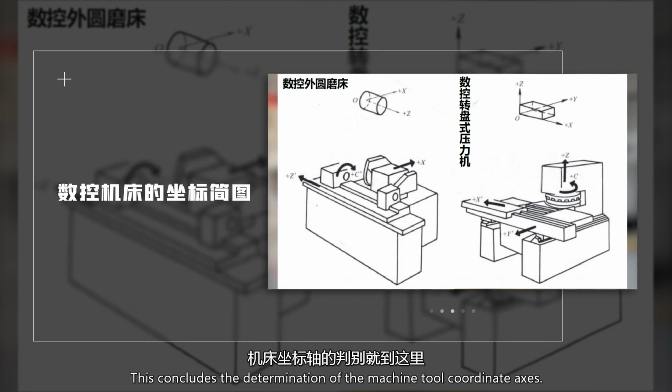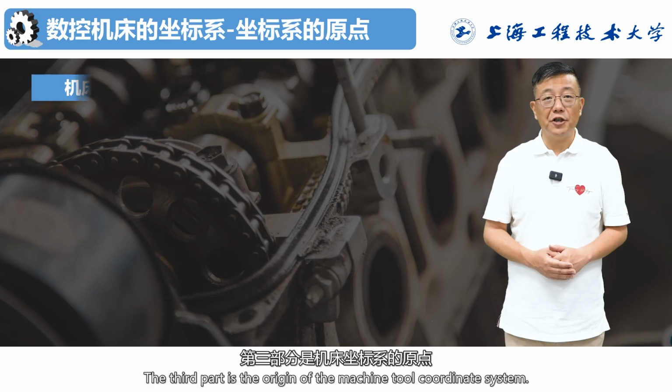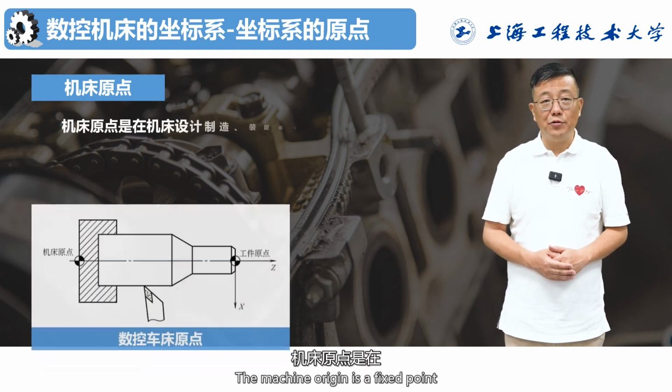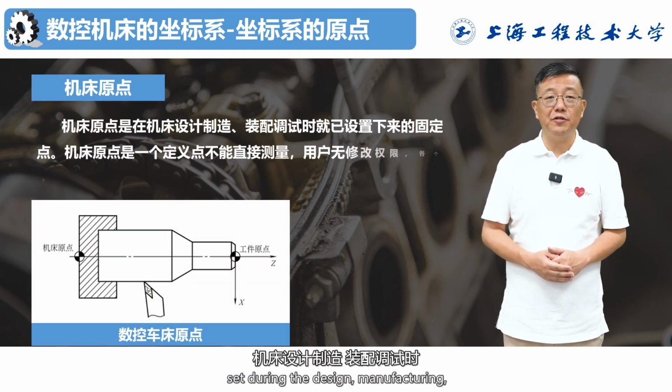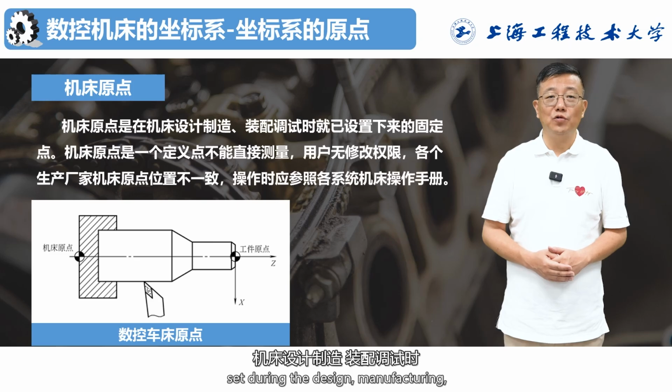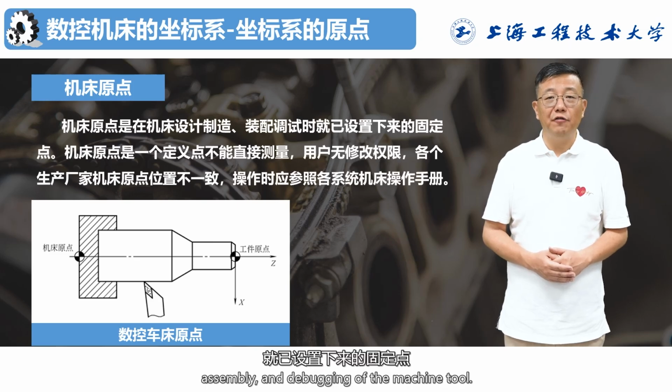This concludes the determination of the machine tool coordinate axes. The third part is the setting of the machine tool coordinate system. The machine origin is a fixed point, set during the design, manufacturing, assembly, and debugging of the machine tool.